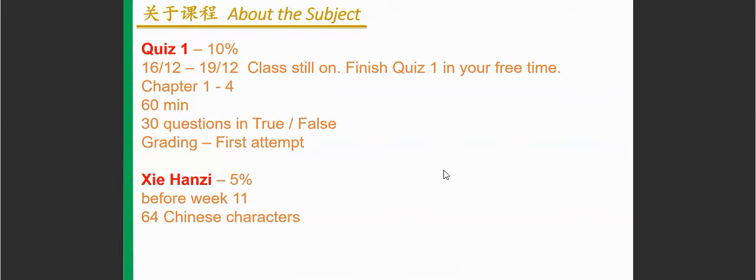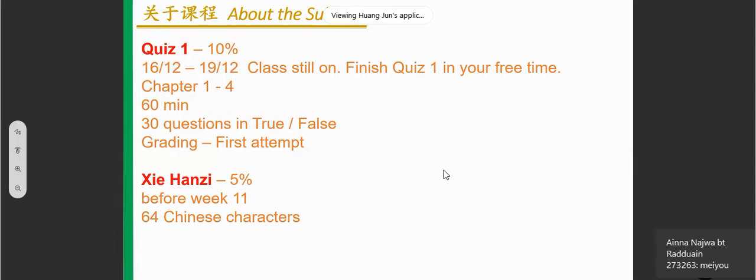So this is about quiz 1, covering chapter 1 until 4, 1 hour, 30 questions in true or false, graded by your first attempt. Any questions for your quiz 1? 有 or 没有? If you have, ask me right now. Okay, if you have, ask me right now. I need everyone to make sure you fully understand it.